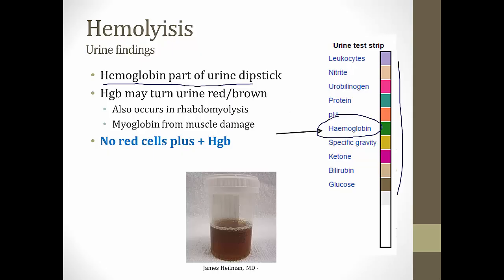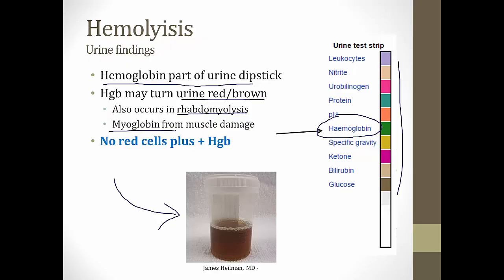You should also know that hemoglobin can turn the urine red or brown. This is a picture on the screen of what a urine sample can look like in someone who has hemolysis. Now, just an aside here, but you should be aware that urine can also change to this color in the setting of rhabdomyolysis from muscle breakdown. In that circumstance, it's not the hemoglobin turning the urine dark, it's the myoglobin turning the urine dark.